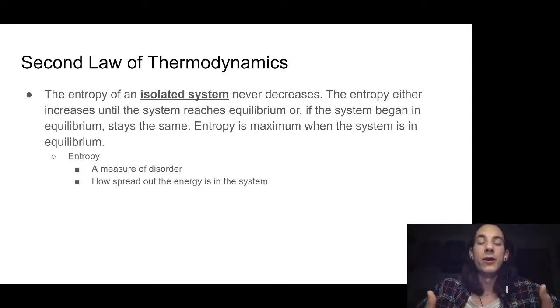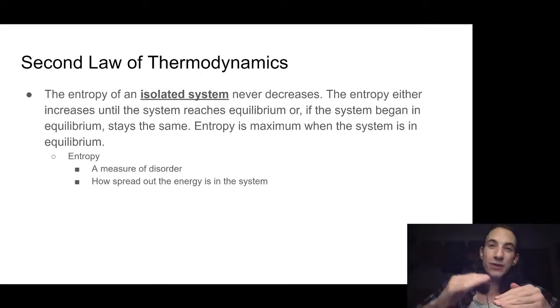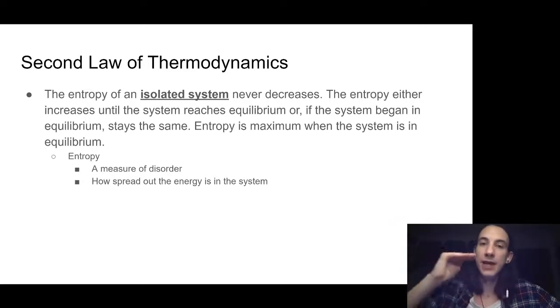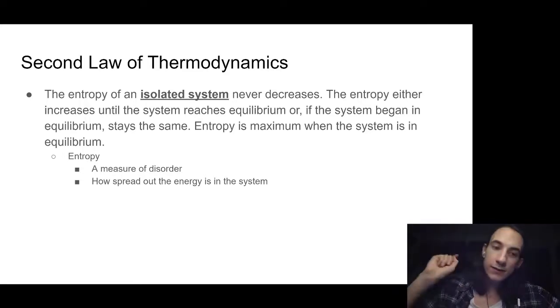It's one of these laws that we can argue from. The second law of thermodynamics tells us that the entropy of an isolated system is never going to decrease. The entropy is either going to increase until the system reaches thermal equilibrium, or if the system began in thermal equilibrium, the entropy will stay the same. Entropy is maximum when the system is in thermal equilibrium. So we'll either increase until thermal equilibrium, or we'll get to thermal equilibrium and our entropy will stay constant. But entropy will never decrease in an isolated system. Second law of thermodynamics, that's a guarantee.